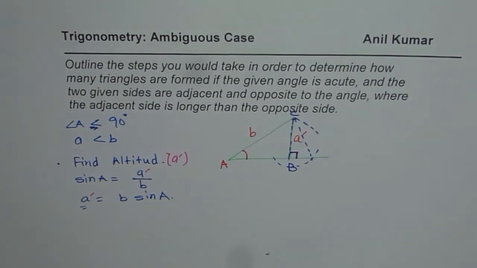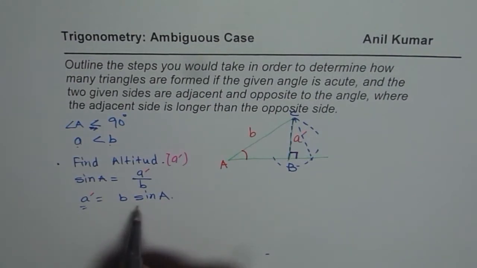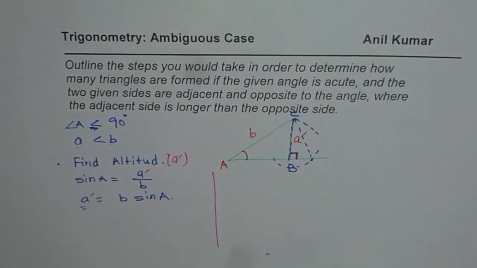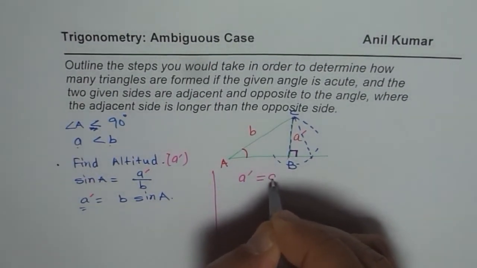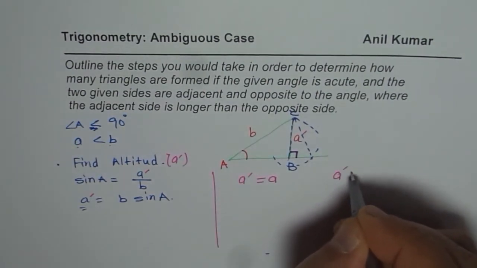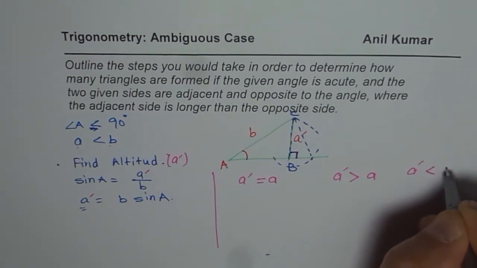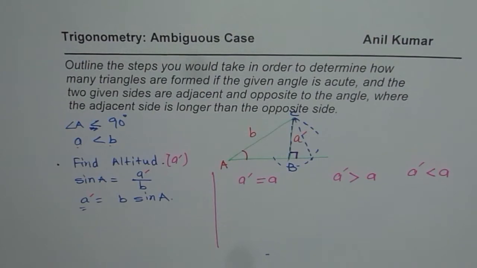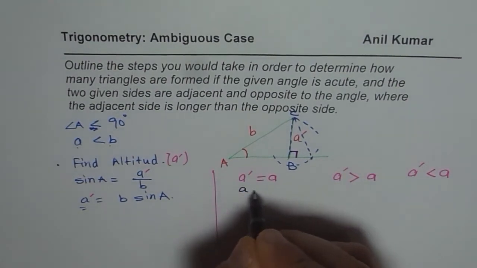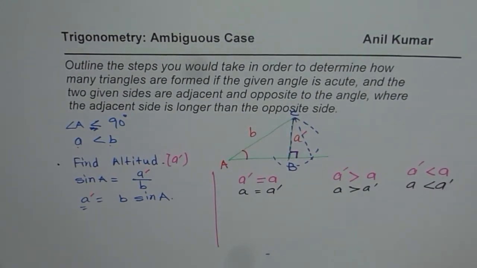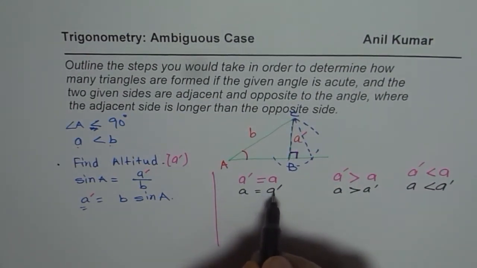What we are given is sides a and b, right? That's why I made it a dash. Now once you find that, that is the first step, then you compare a dash with a. So a dash equals a could be one condition. Second could be a dash is greater than a, and the third could be a dash is less than a. So these are the three different conditions. Or you could also write this in a different way: a equals a dash, or a is greater than a dash, or a is less than a dash, either way.